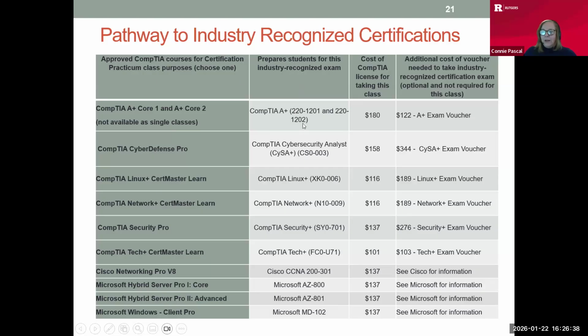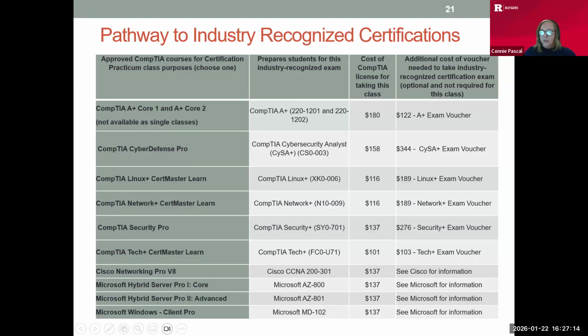This is the industry recognized exam that it prepares you for. This is the cost of this class, and this is the discounted price of the voucher that you would need, what it would cost you to purchase the exam voucher for the industry recognized exam. So again, in the document, Start Here: Researching and Purchasing or Choosing and Purchasing Your CompTIA Courseware, you'll see all of this particular information as well.